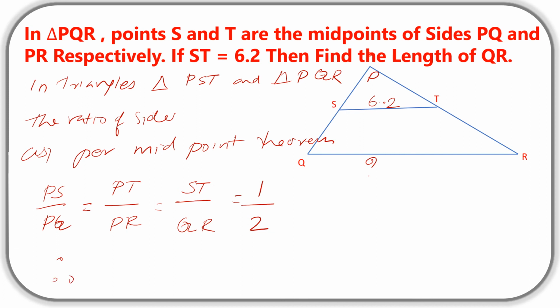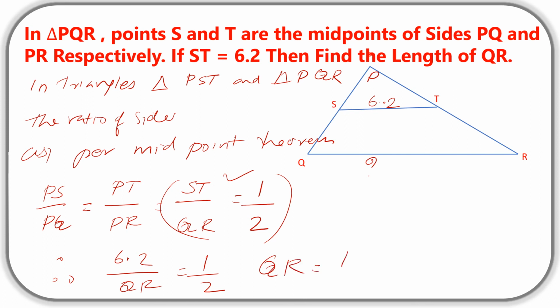Therefore, considering this, ST is given as 6.2, so 6.2 upon QR is equal to 1 upon 2. QR is equal to 12.4. We have applied the theorem of midpoints of sides of a triangle. Where application of Pythagoras theorem in acute angle is also applied. We will go ahead.